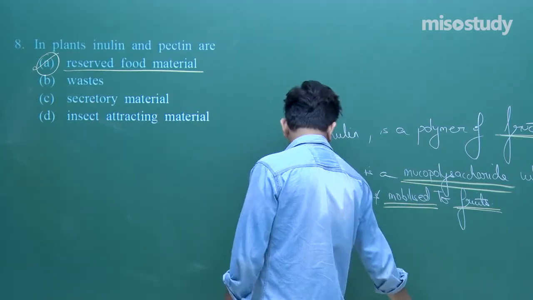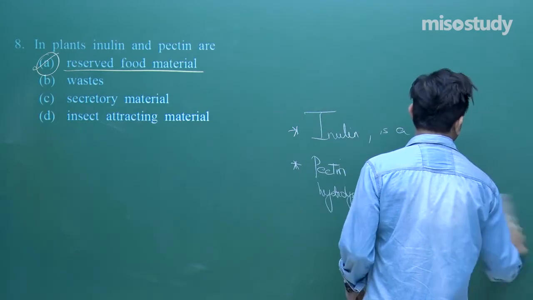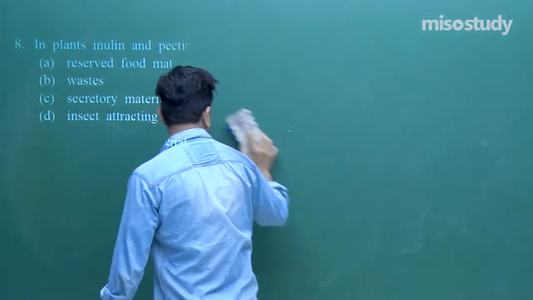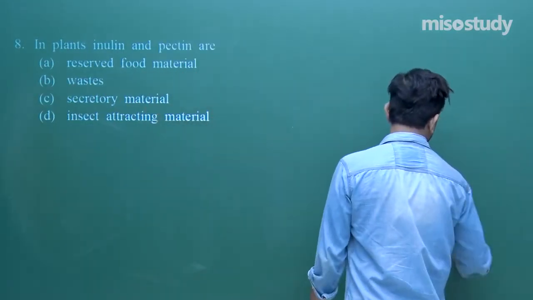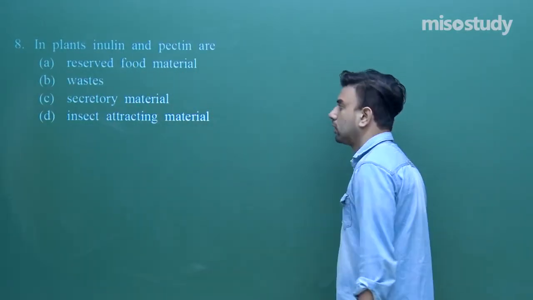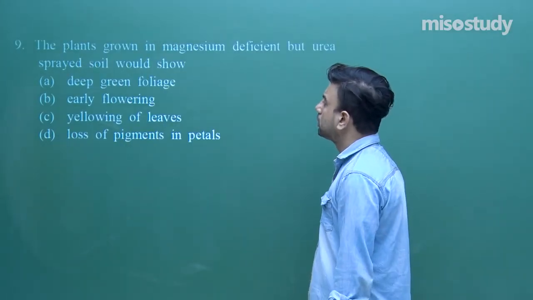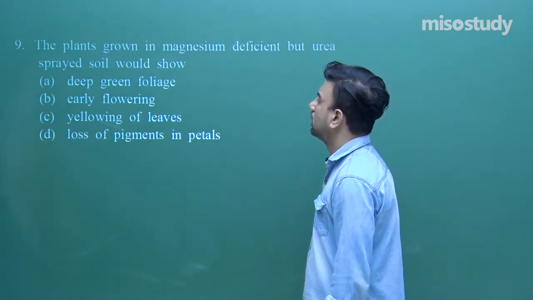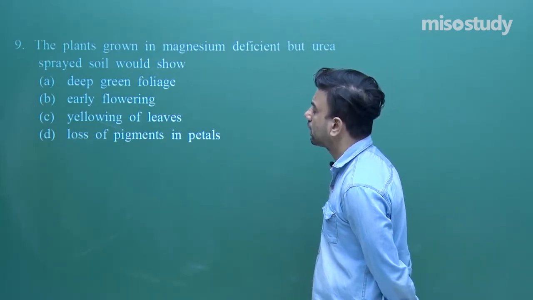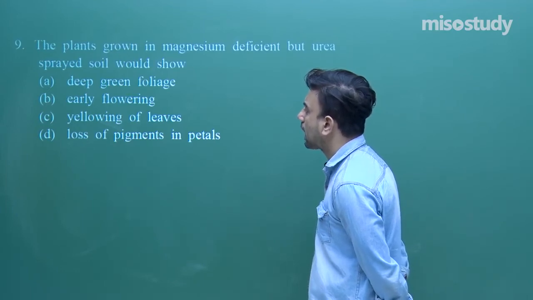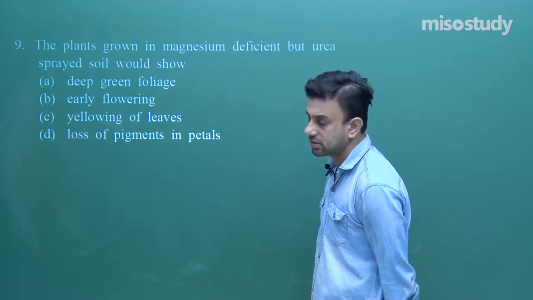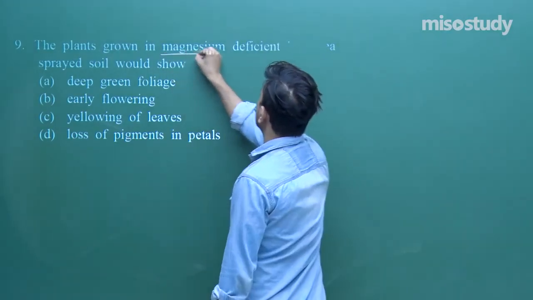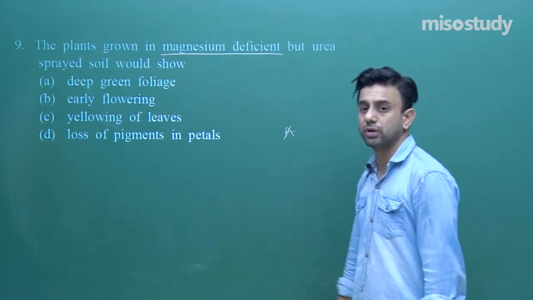Moving on to the next question. The plants grown in magnesium deficient but urea sprayed soil would show what? Deep green foliage, early flowering, yellowing of leaves, or loss of pigment in the petals. Now, there is magnesium deficiency over here.